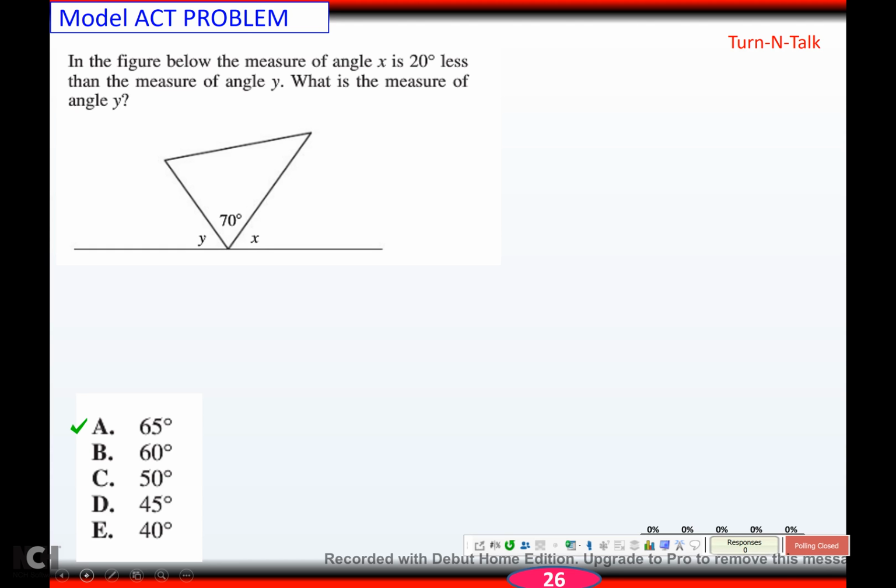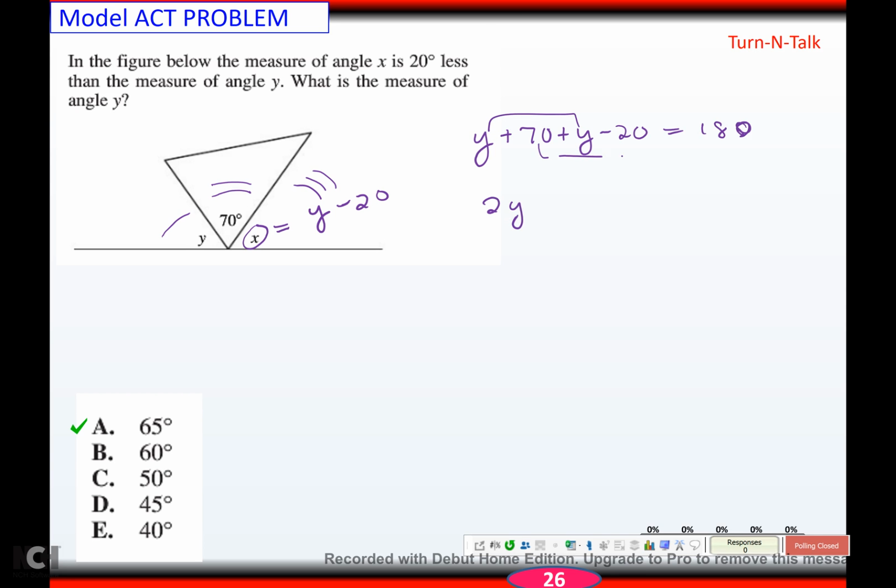Alright, it says in the figure below, the measure of angle x is 20 degrees less than the measure of angle y. What is the measure of angle y? Well, it says angle x is 20 degrees less than the measure of angle y. So I can call this angle y minus 20. Well, these 3 angles have to add up to 180. So I can say y plus 70 plus y minus 20 has to add up to 180 degrees because it's a straight line. Alright, so I would get 2y plus 50 equals 180.